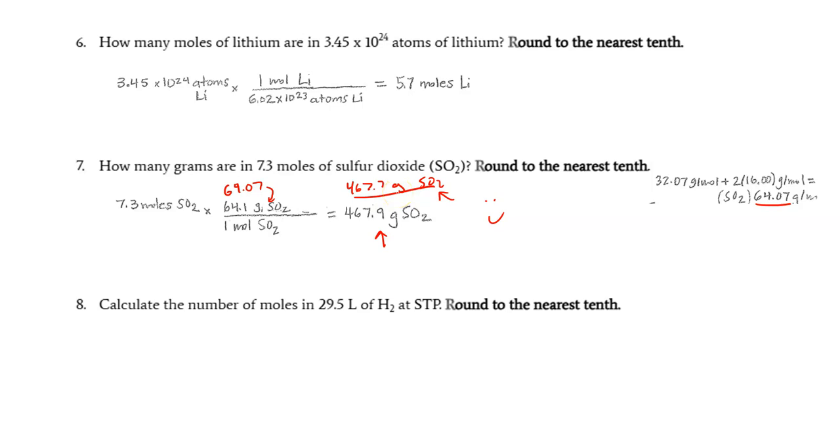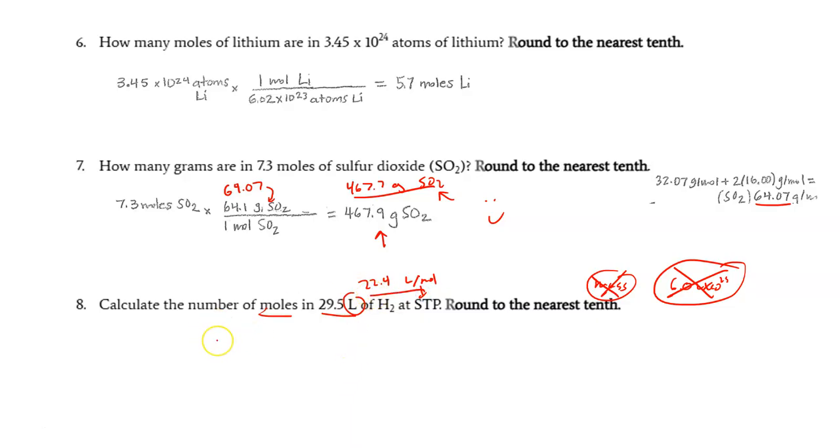All right. Number 8. Calculate the moles in 29.5 liters of H2 at STP. So that tells me I need to use the 22.4 liters per mole number because that's liters. We have to pay attention to units. So in this case, I'm finding moles from liters. I don't need mass. I don't need Avogadro's number. Don't need either one of those. I just need this number right here.